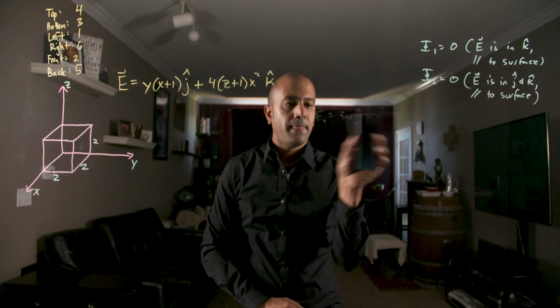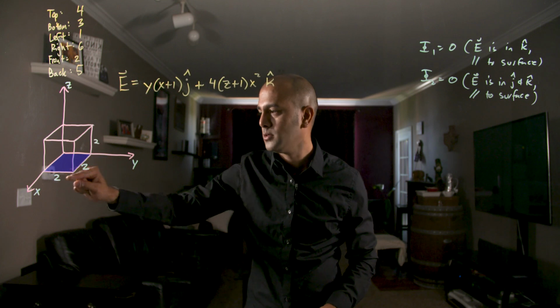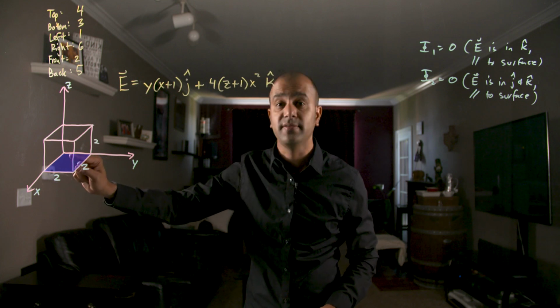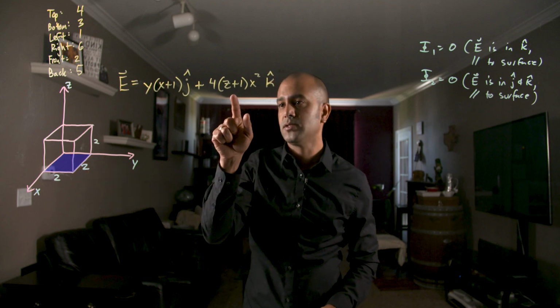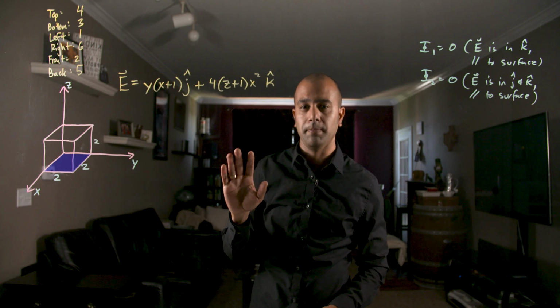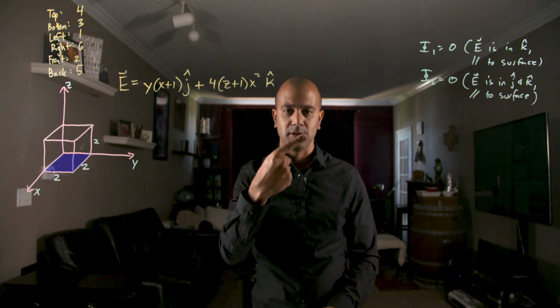The third face is on the bottom, this face down here. It extends in the y direction and extends in the x direction. The z value down here is 0. If I plug in 0 here, you see that doesn't make this term 0. So again, you're going to have a j and a k component. That means vectors are going to extend both in the y and the z direction. So kind of something like that.